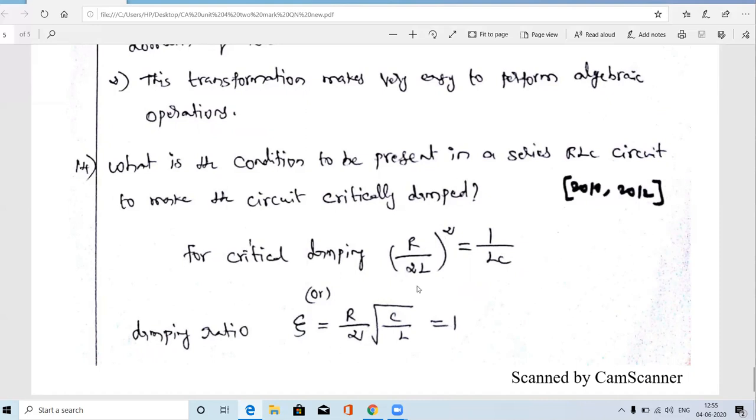So these are the important 2-mark questions and problems in transient analysis in the 4th unit. So please study this one.